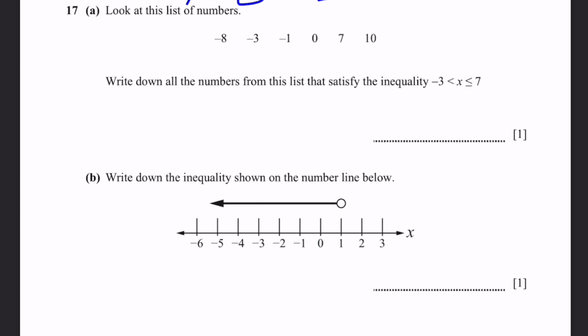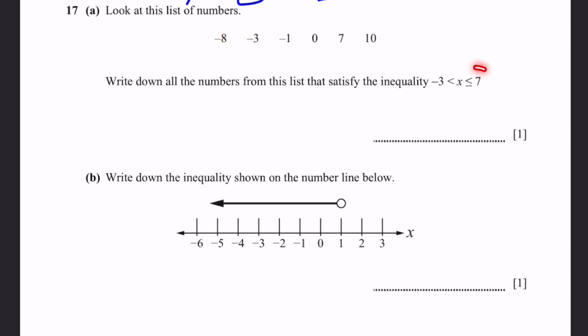Question 17. Look at this list of numbers: -8, -3, -1, 0, 7, 10. Write down all the numbers from this list that satisfy the inequality -3 less than x less than or equal to 7. So it should not be -3, that's one thing. And it should not be less than -3. So we can get rid of these two immediately.